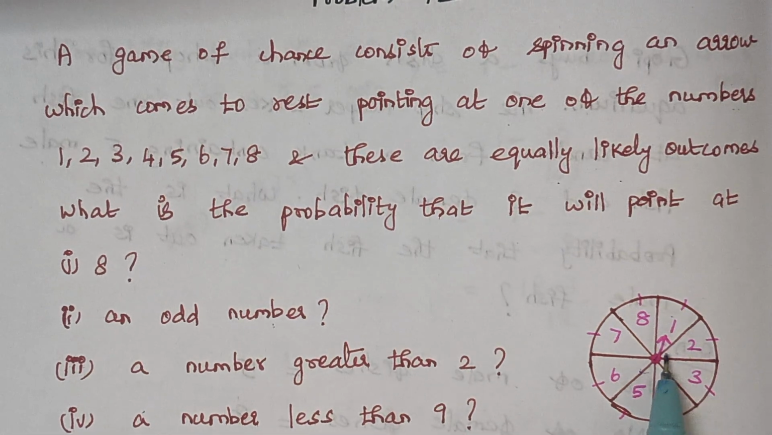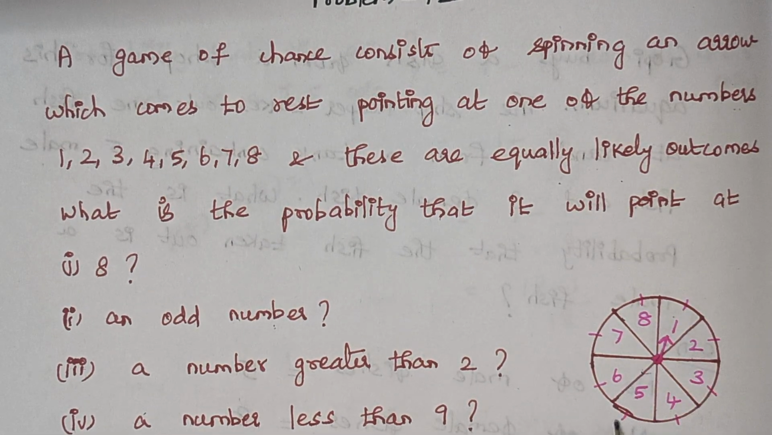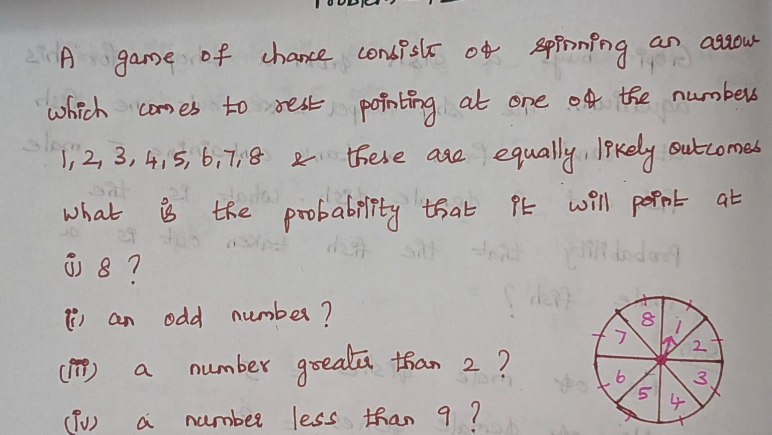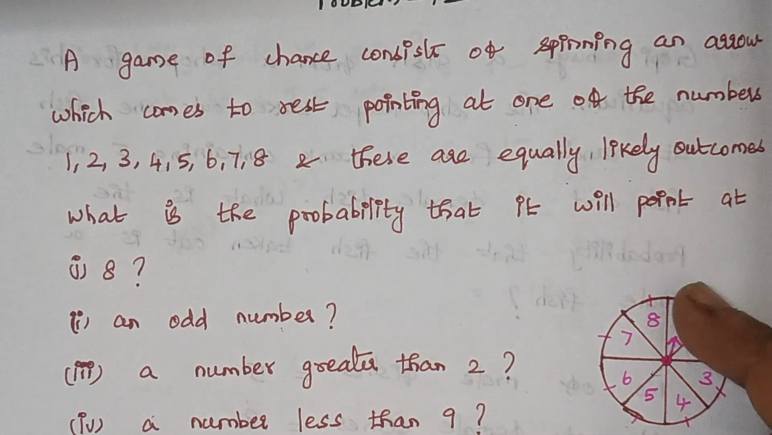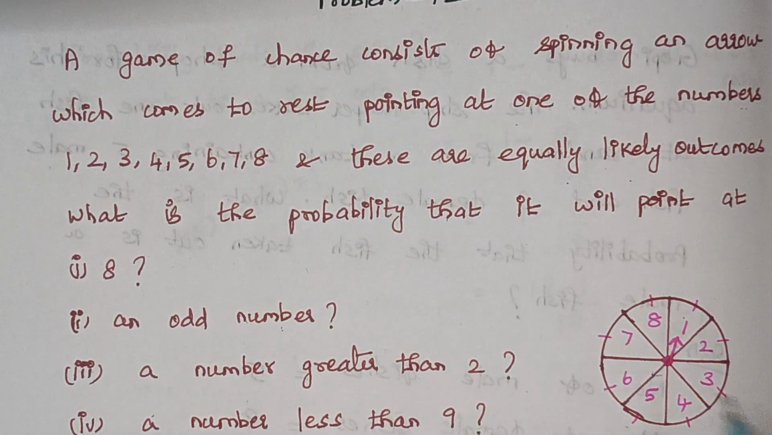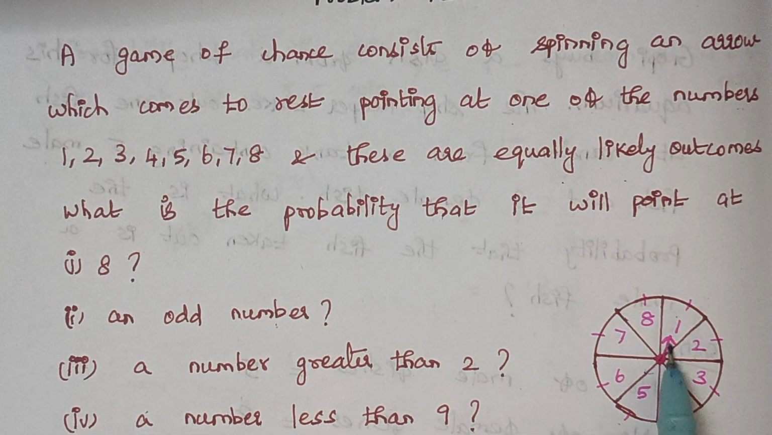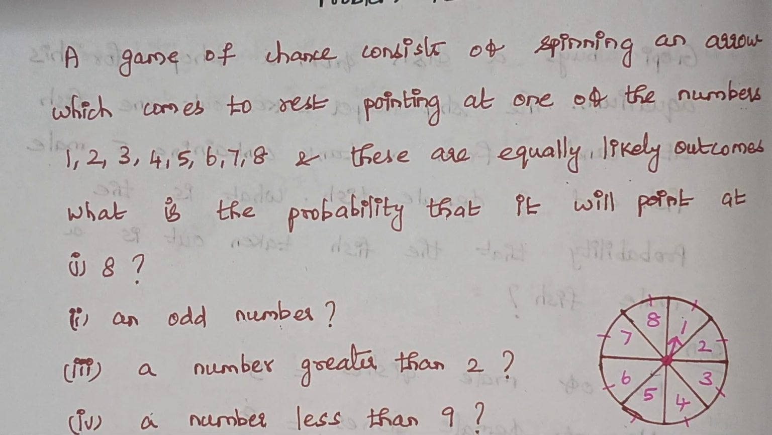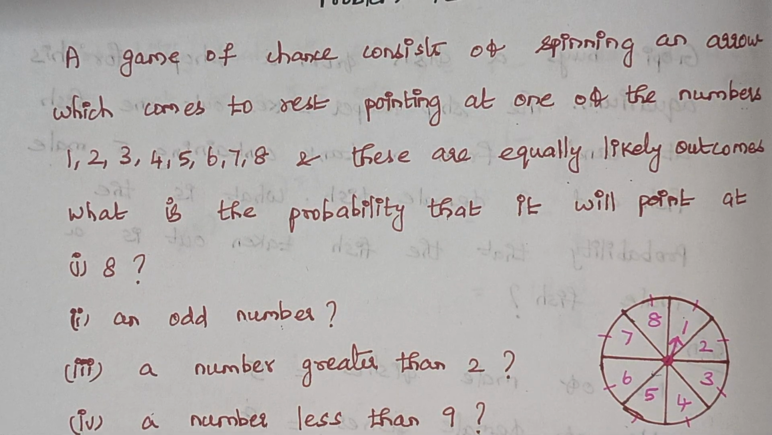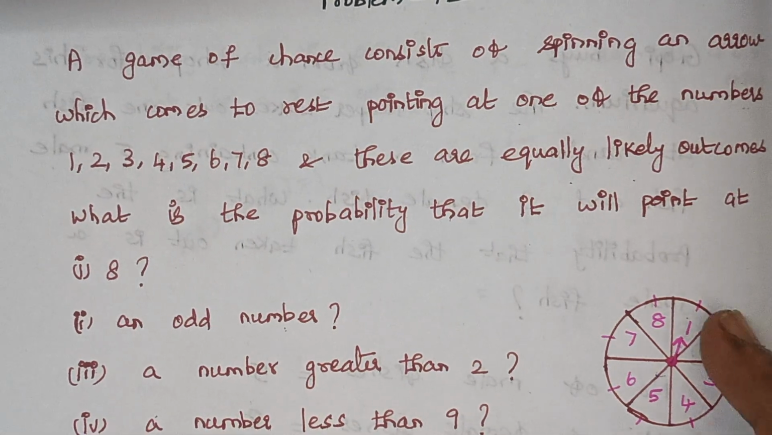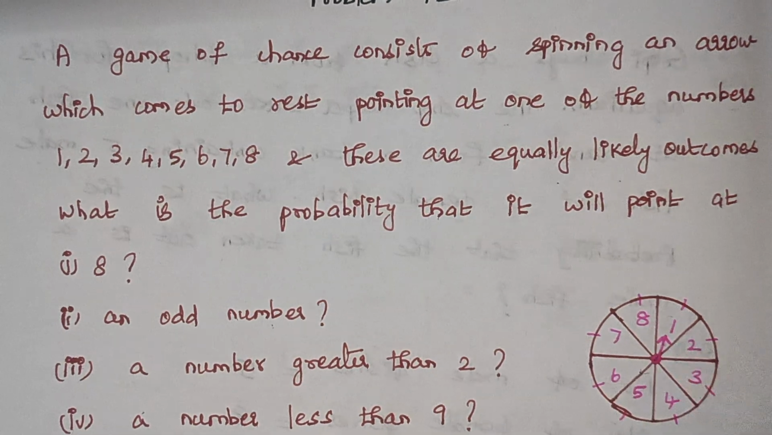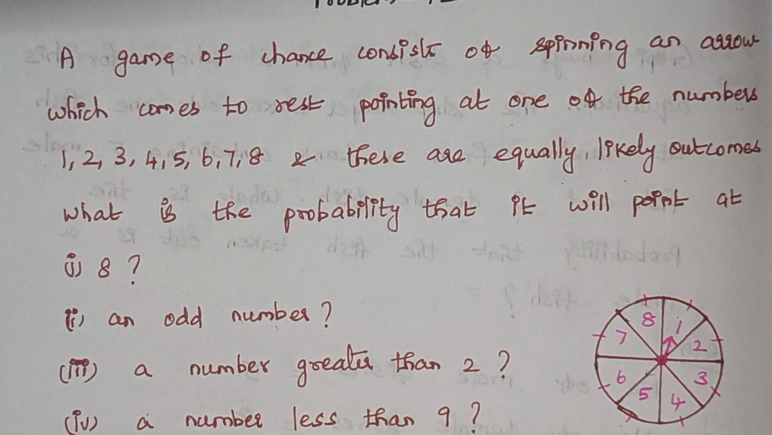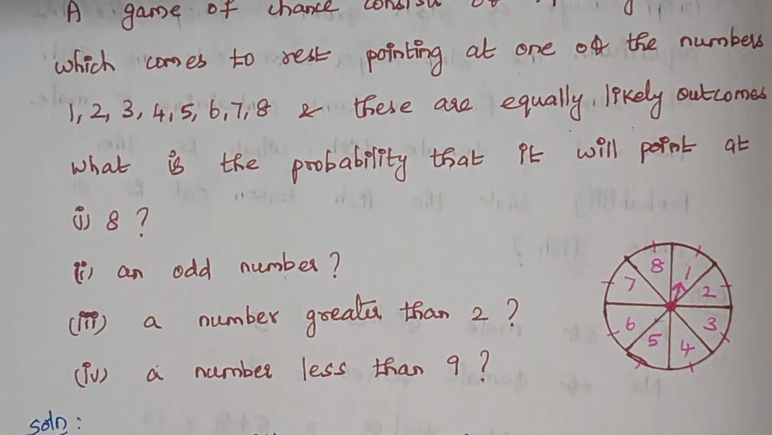So here, what is the total number of outcomes? That is, what are all the possible outcomes here? Totally, how many sections do we have? Only 8 sections. If you rotate this disc, automatically this arrow will point at any one of these numbers. Can you imagine? If you rotate this spinner, this arrow will point at one among these 8 numbers. So the number of possible outcomes is 8.